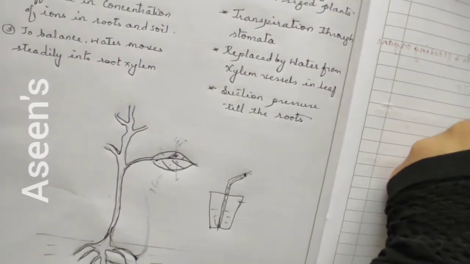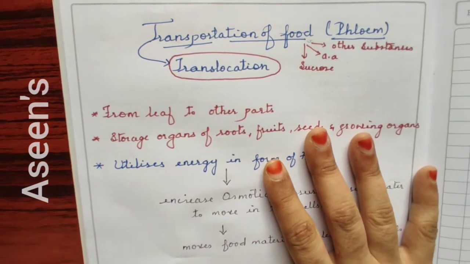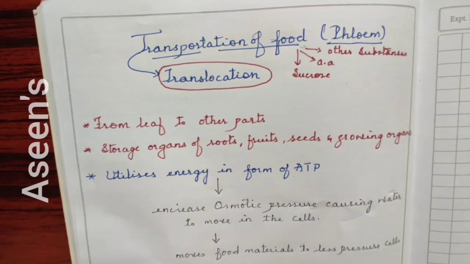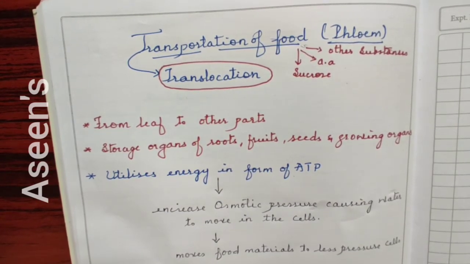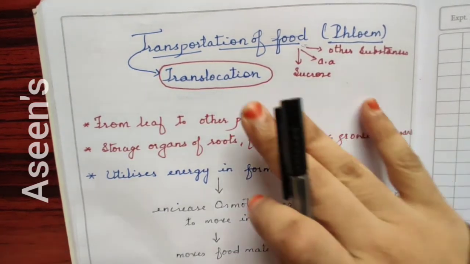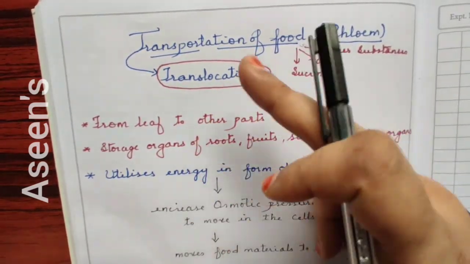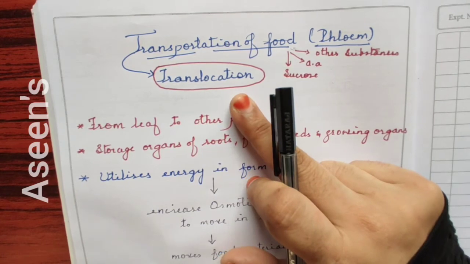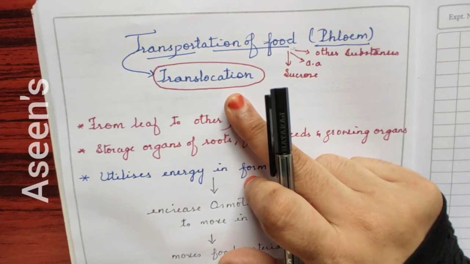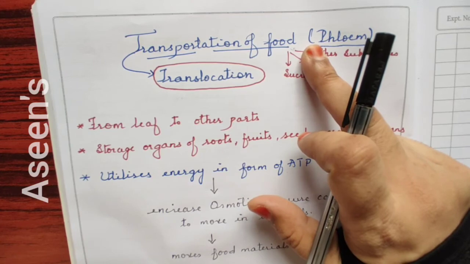Next, let us try to understand transport of food materials. Transportation through phloem. Transportation of food, which happens through the conducting tissue phloem, is also called translocation. We are actually changing the location of those food particles, hence we call it translocation. This particular word is not at all used for transportation of water. This is specifically used for transportation through phloem.